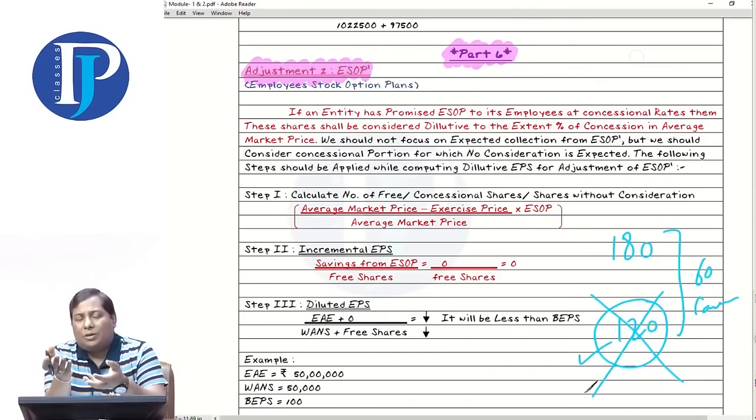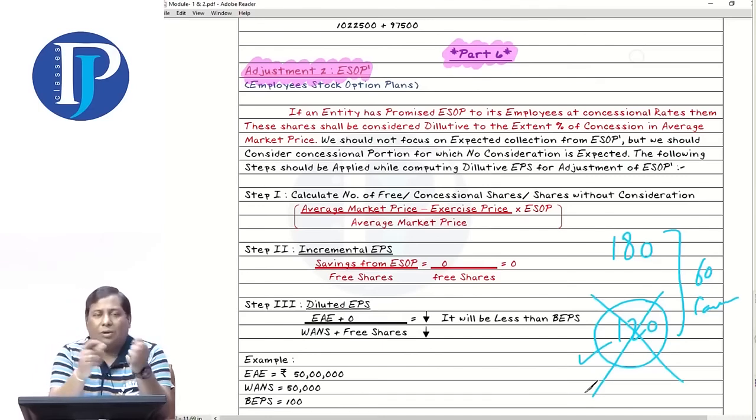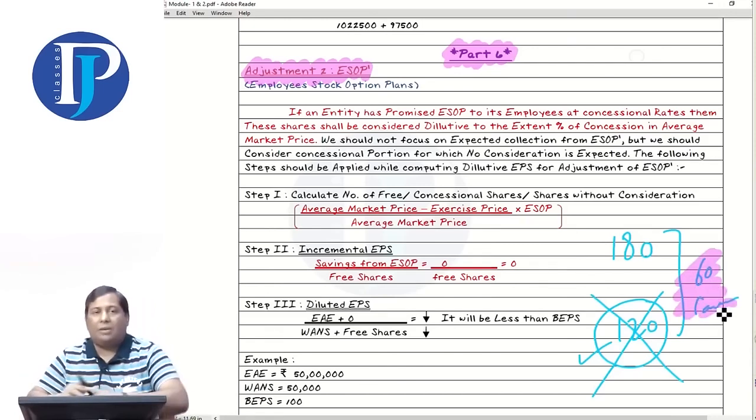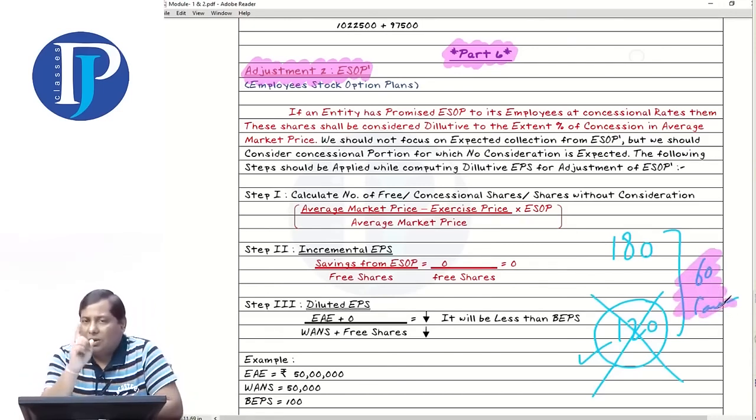So students, we don't have to think about the benefit the company will get from 120 rupees. Our objective is to find diluted EPS, and our concern should be 60 rupees. One thing is fixed: the concession you are getting of 60 rupees, you will not get back 60 rupees, but you have to give shares. I hope you get it.